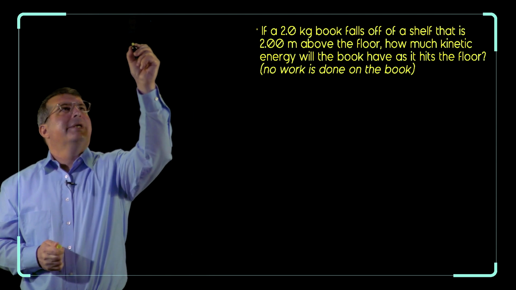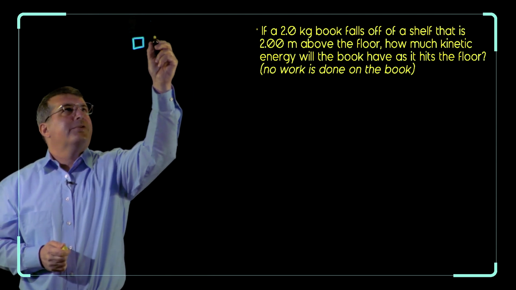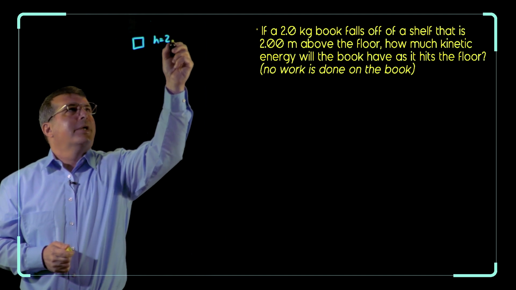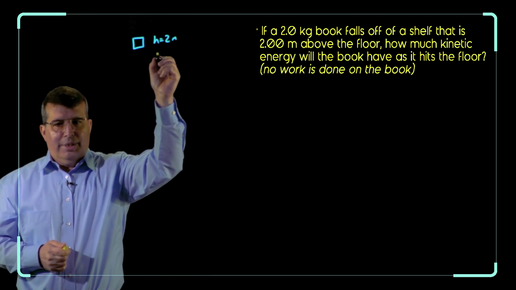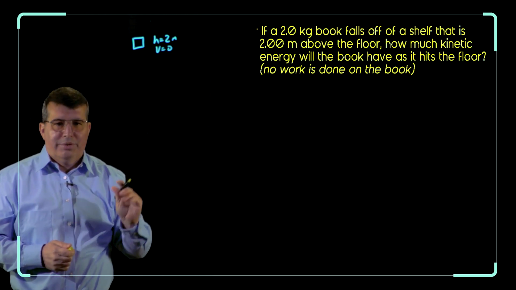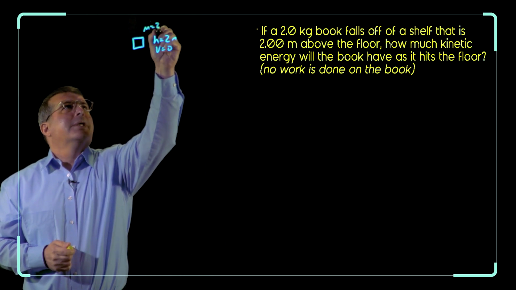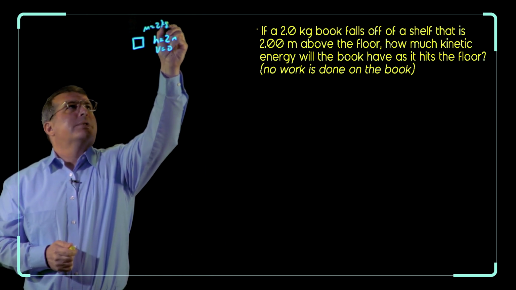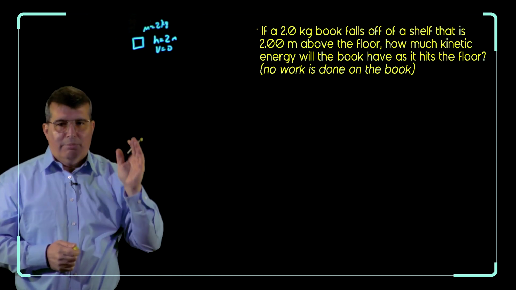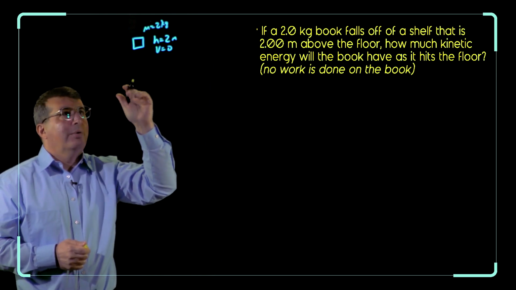Okay, here's the book. It's on the shelf, so it starts off with a height of 2 meters, and on the shelf its speed is 0. So it's 2 meters above the floor. Its mass is 2 kilograms. So mass of 2 kilograms, 2 meters above the floor, no kinetic energy.